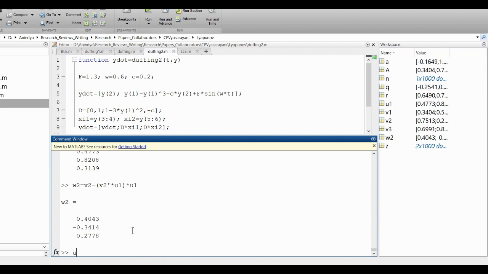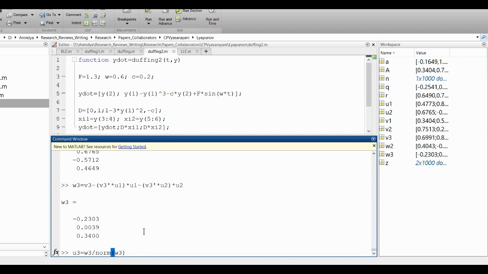Then I say U2 is equal to W2 by the norm of W2. So that's another one. And then I say W3 is equal to V3 minus V3 transpose times U1 times U1 minus V3 transpose times U2 times U2. Okay, and then I say U3 is equal to W3 by the norm of W3.